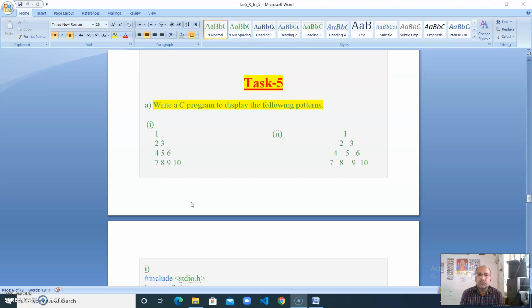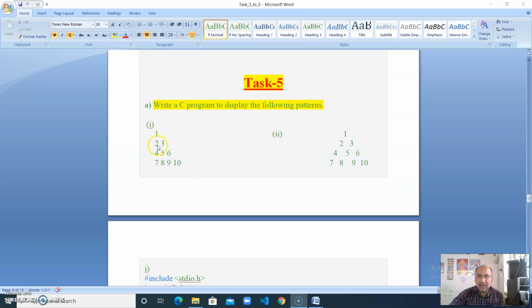Now, today I'm discussing the lab program, that is task 5. In task 5A, write a C program to display the following patterns.